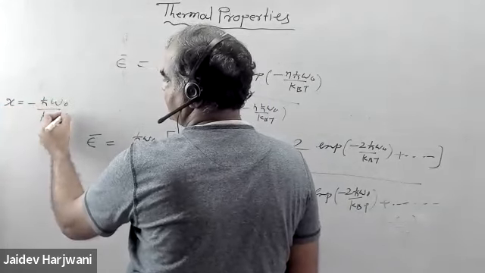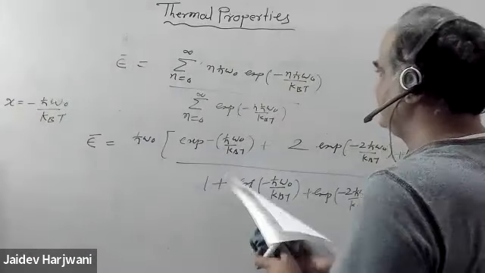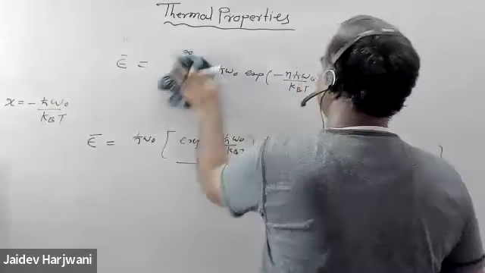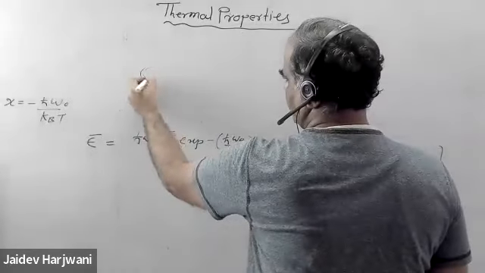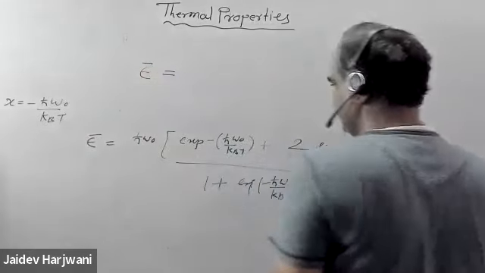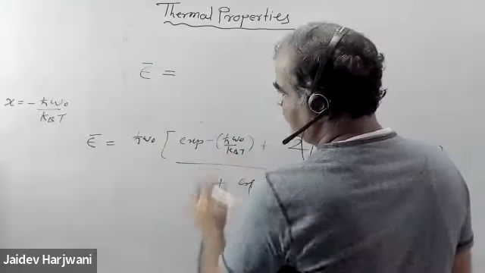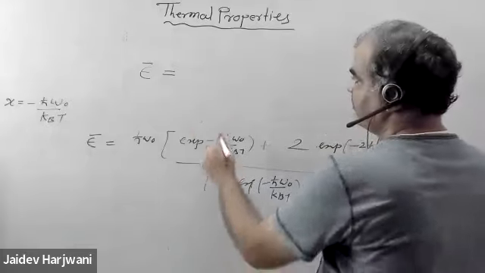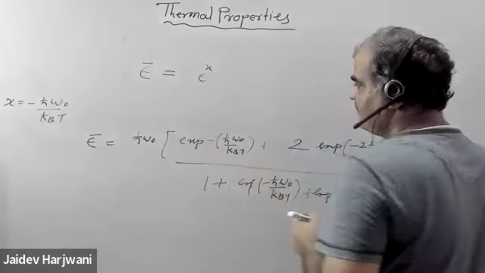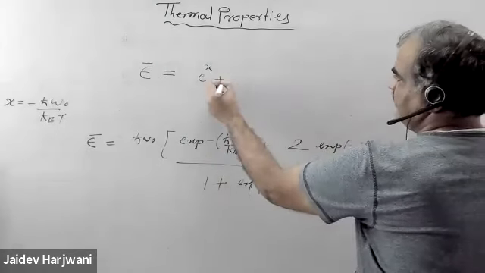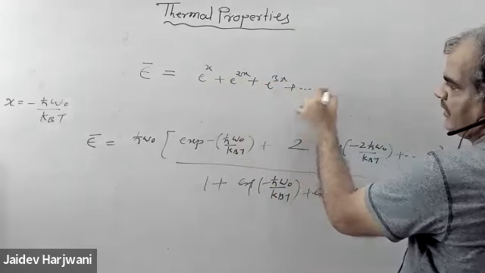Say this is my x. So if you put these values here, my average energy will be what? I'm putting this value equal to x, so this becomes e power x, then e power 2x, then e power 3x, and so on.